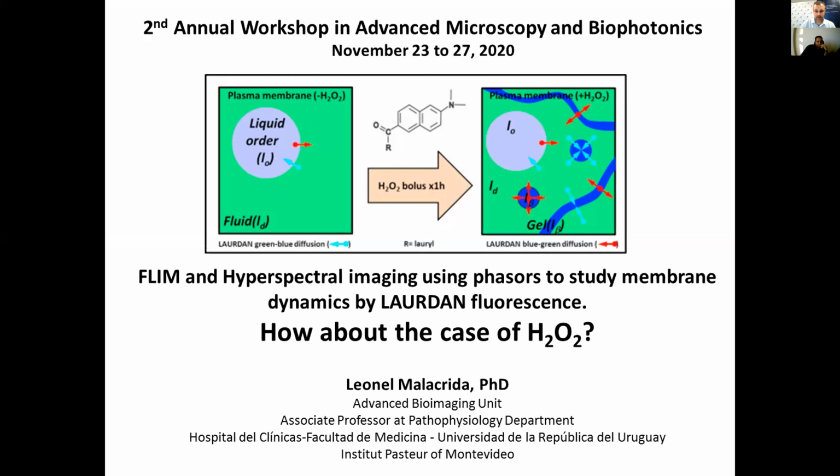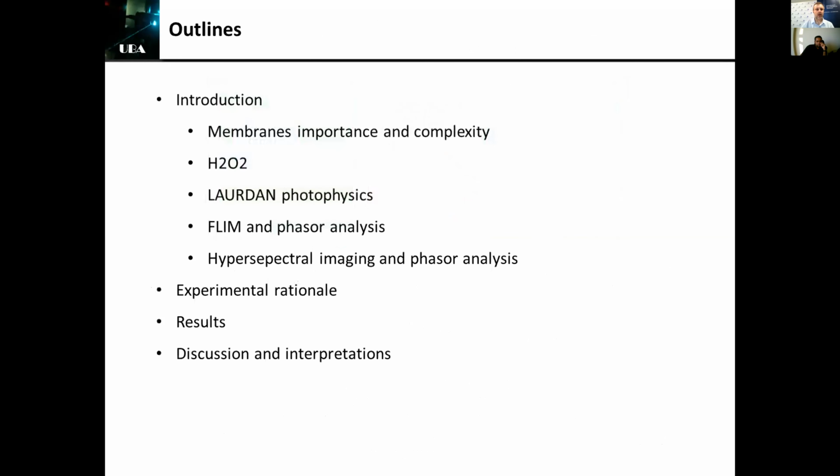To address that problem, we basically use Laurdan, and we image our cells using a lifetime microscope and a hyperspectral microscope at the same time. We took one image after the other in a very short time, so we can consider that the images were taken at the same time, in a way.